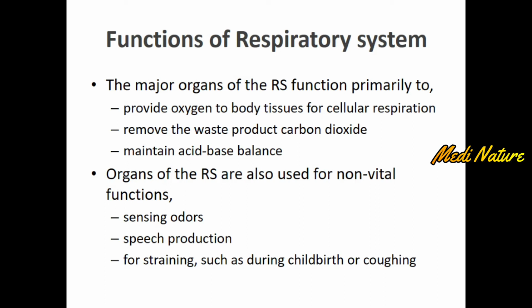Let's see what the functions of the respiratory system are. The major organs of the respiratory system function mainly to provide oxygen to body tissues for cellular respiration. And also it is involved in removing waste products which are produced by cells, such as carbon dioxide. And also it is important to maintain the acid-base balance of body fluids by removing carbon dioxide. So those are the vital or very essential functions of the respiratory system for our survival.